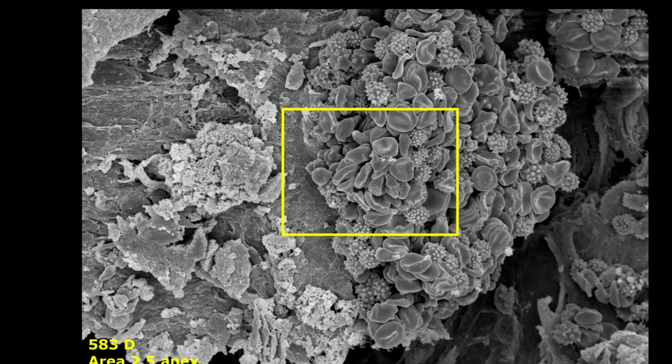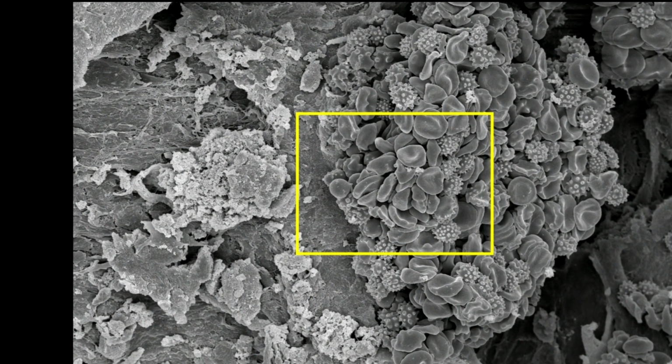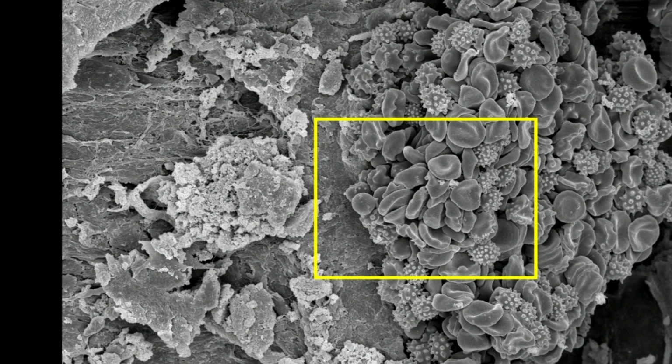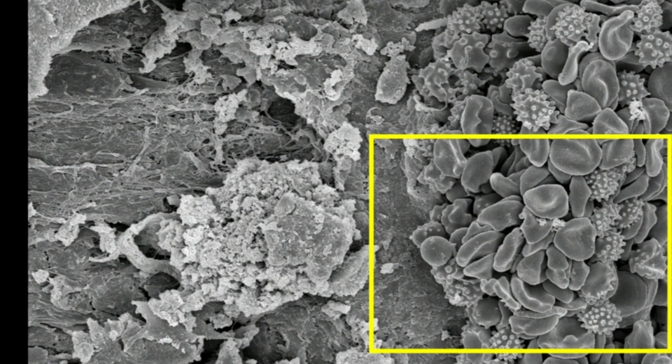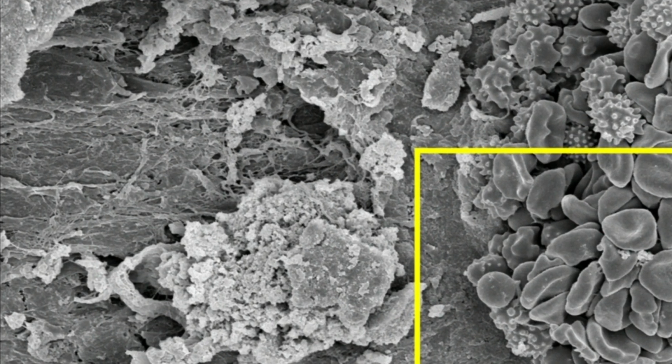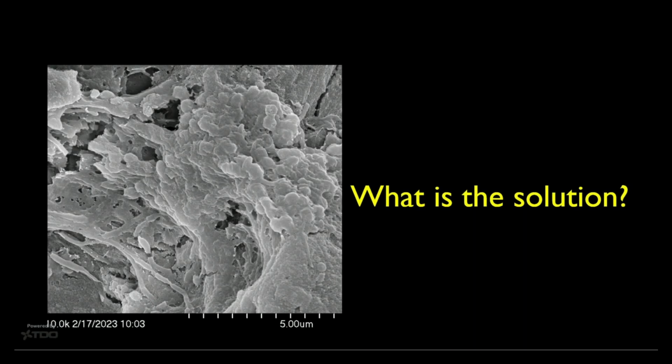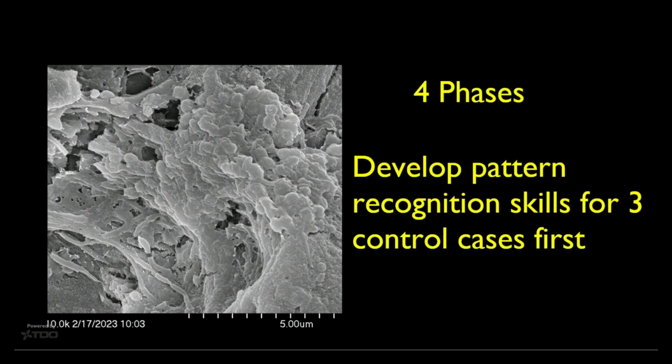So when you're looking at a case, for example, this is a laser case, most people have no repertoire of images that they can call upon to really tell them what they're looking at. So the solution is really what Rick came up with, developing some pattern recognition for control cases so that when you do eventually look at these cases, you have something to go by.